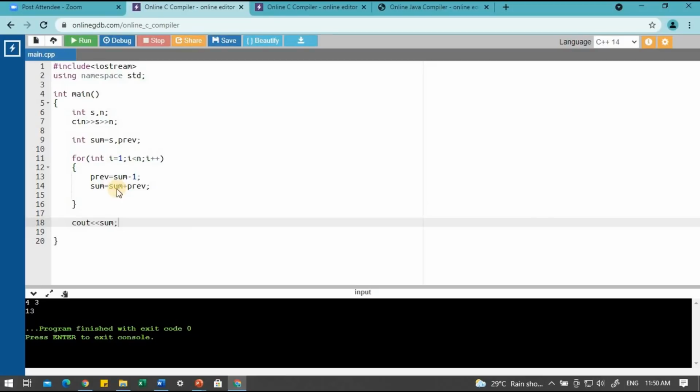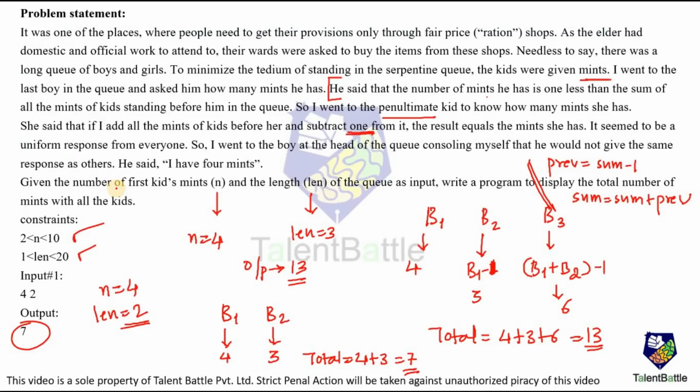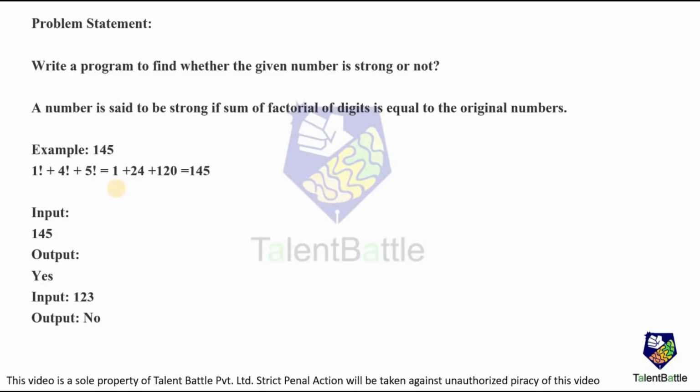Okay, so I hope you understood the logic and coding part. Let's move on to the next problem statement. The next problem statement is this: write a program to find whether the given number is strong or not. On the basis of this strong number, they have provided the definition also: a number is said to be strong if the sum of the factorial of its digits equals the original number. So we will be cross checking that.